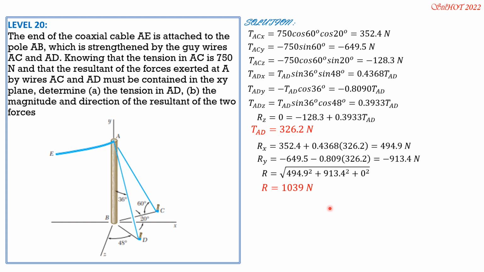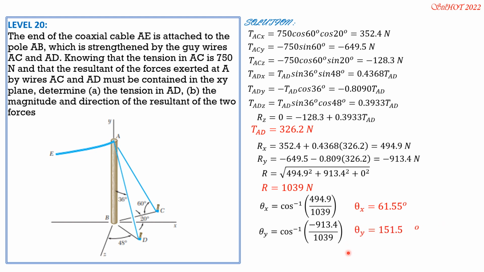Therefore, for the direction, theta x is inverse cosine of Rx over R. So inverse cosine of 494.9 over 1039. It is equal to 61.55 degrees. Theta y is inverse cosine of negative 913.4 over 1039. So theta y is 151.5. Finally, theta z is inverse cosine of 0 over 1039, so 90 degrees.